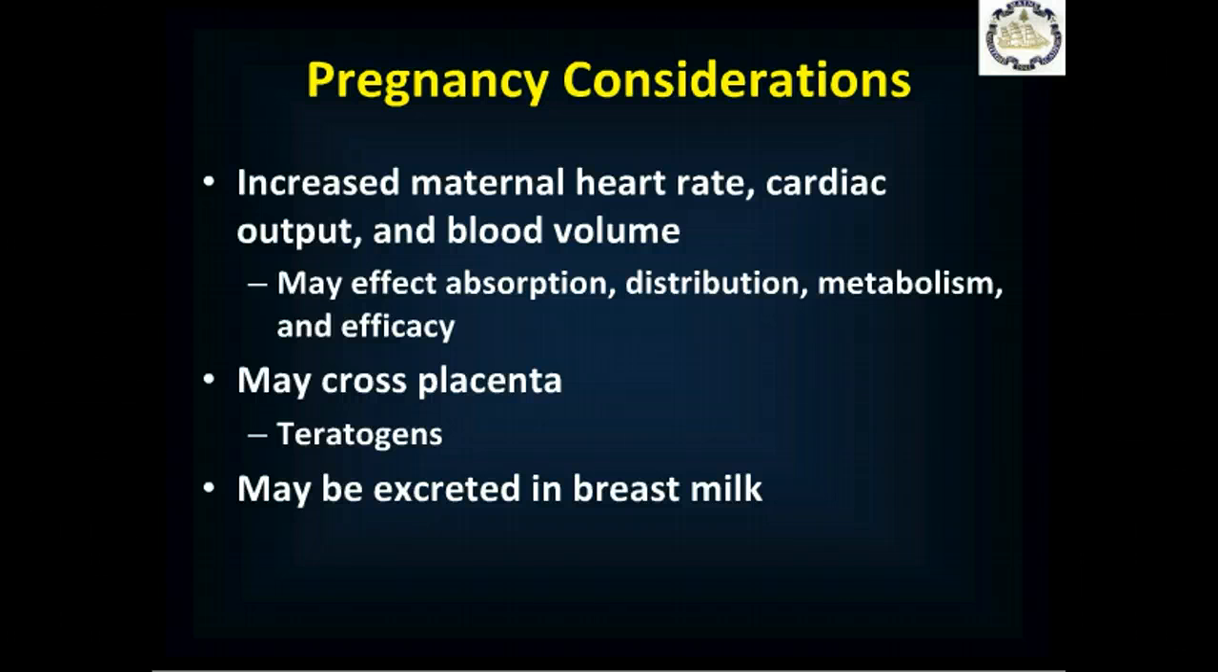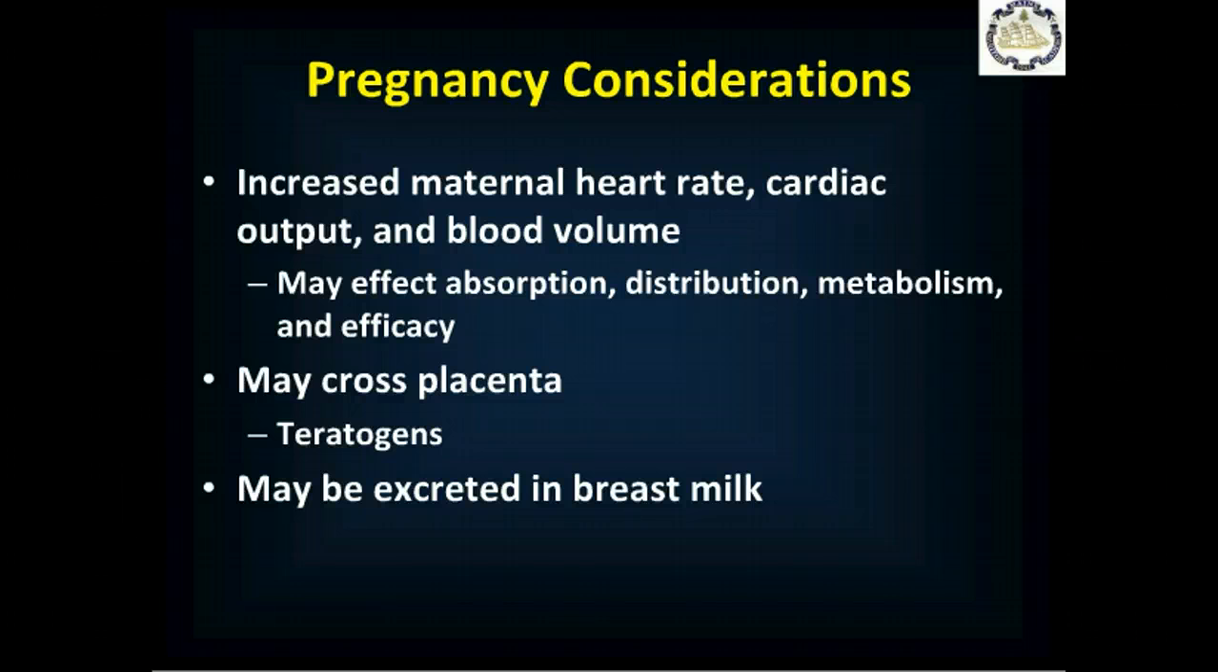In pregnancy, there's 2 things we need to consider. First, the mother has a higher heart rate, they push more blood through their heart, and they have a much bigger blood volume. So this affects how the drug affects the body, how it's distributed throughout the body, what the concentrations are, and how effective it will be. The other problem is that some of these medications can cross the placenta and cause problems with the developing fetus, and some are even excreted in breast milk. So any reference you use will tell you what category they are for pregnancy and typically what category these medications are for breastfeeding.